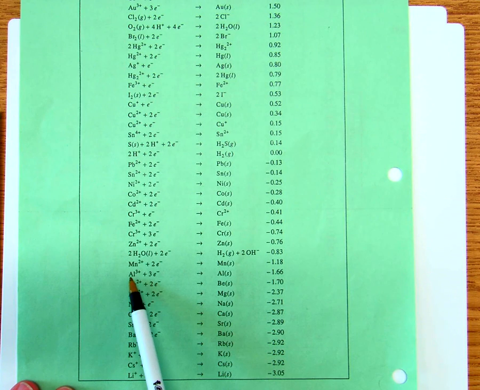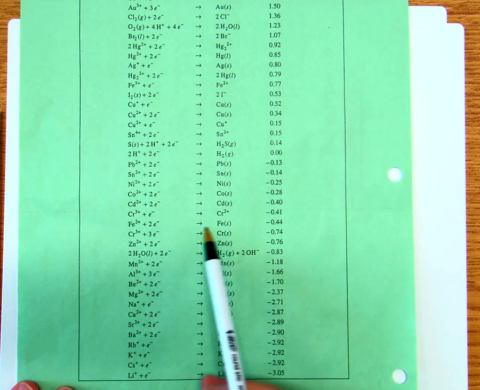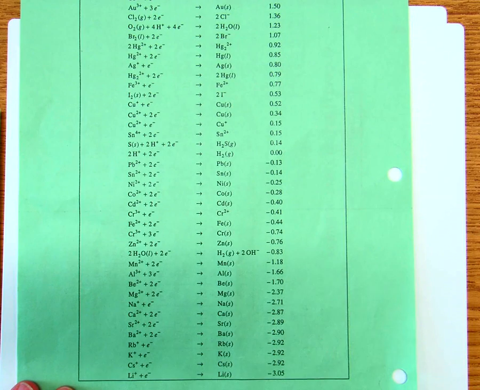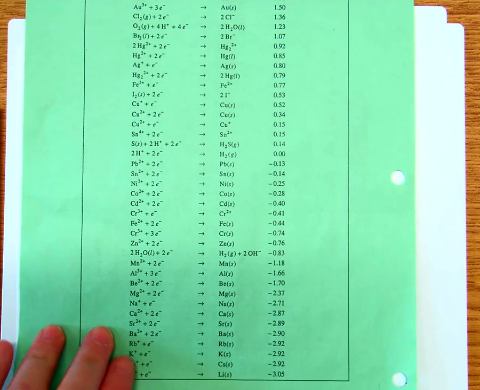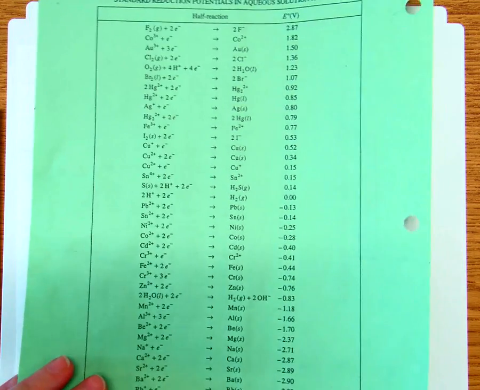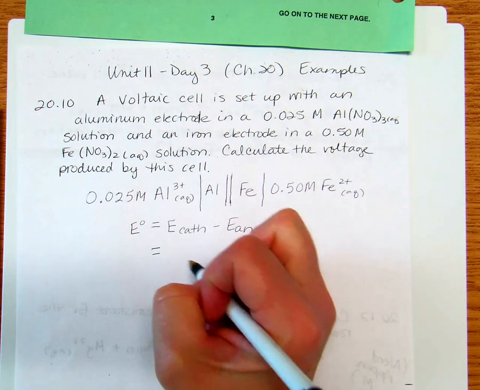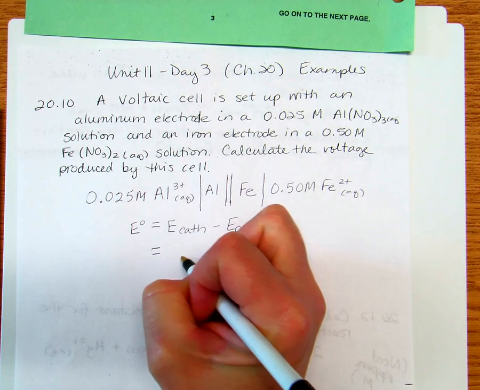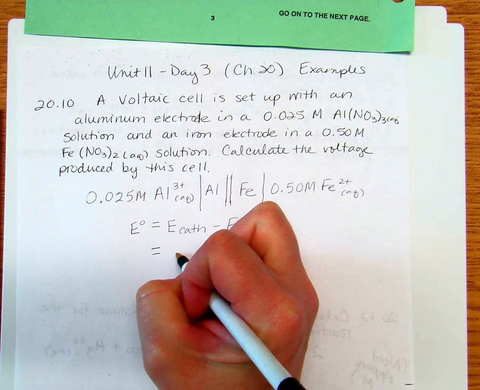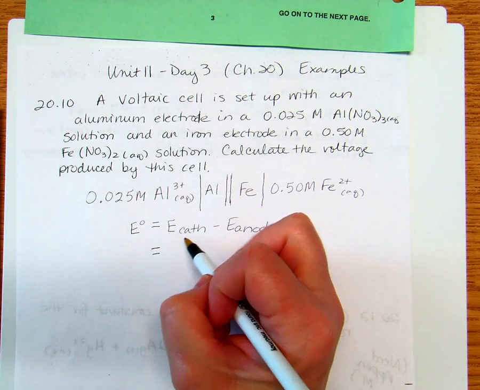Aluminum is the loser, if you will. It's going to undergo oxidation, and iron is going to undergo reduction because it's just literally on top of it, or has a less negative standard voltage. So we now know which one's our cathode and which one is our anode. So we write down the cathode value. That's the reduction. That's the one for iron.